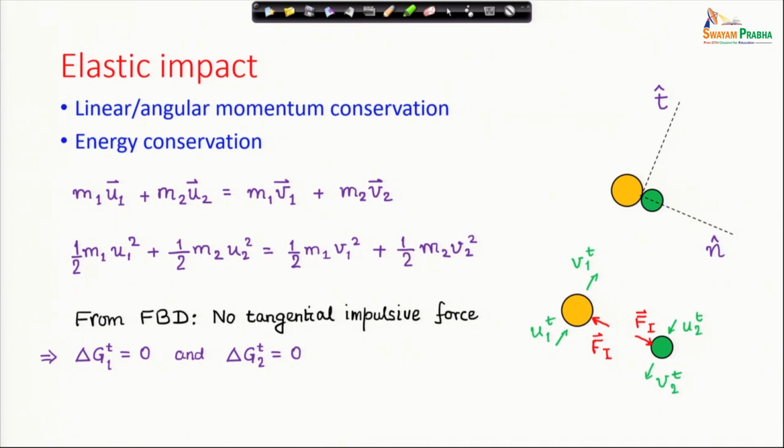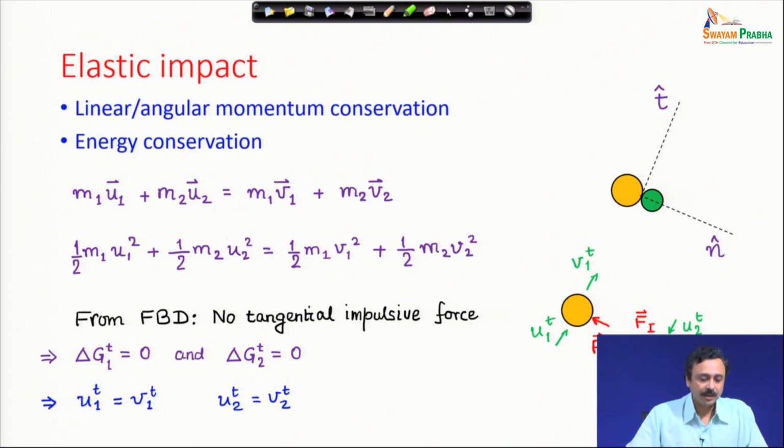The incoming and outgoing tangential velocity components will be the same, and this has been written here. The change in the linear momentum of particle 1 in the tangential direction is 0. The change in linear momentum of the second particle in the tangential direction is 0, because there is no tangential force. What does this imply? This straight away gives us these 2 components which are equal. U1 in the tangential direction is equal to V1 in the tangential direction, and U2 in the tangential direction is equal to the V2 component in the tangential direction.